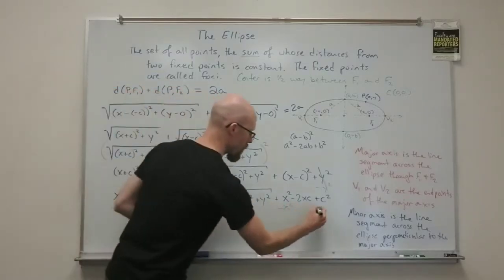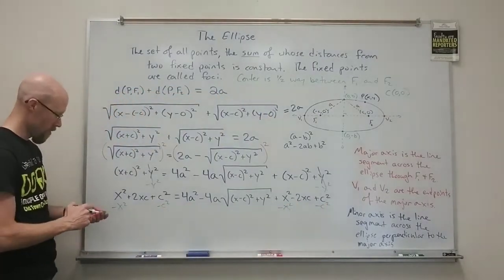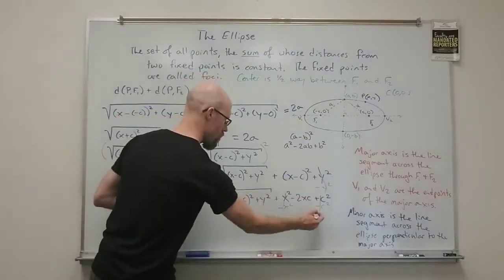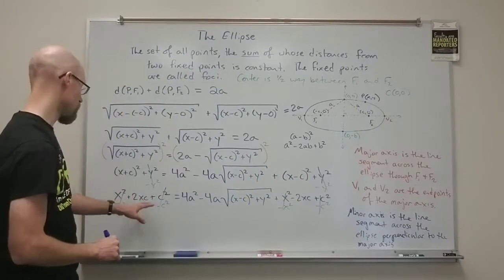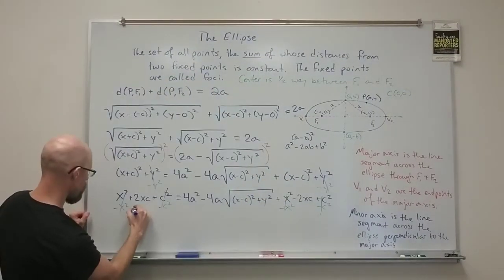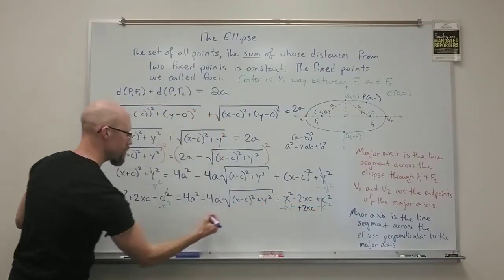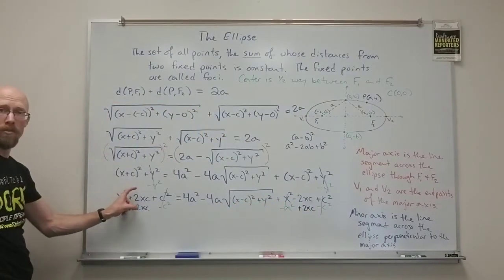That will drop off the x squares. I can subtract the c squared. That will drop off the c squares. So some of this stuff simplifies very nicely. And then I'm going to rewrite this in a moment, but I can get lower here. So I can also add 2xc to the left and the right. Now those won't drop off, but they will combine over here into 4xc.